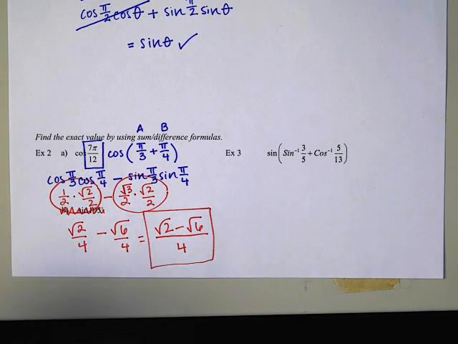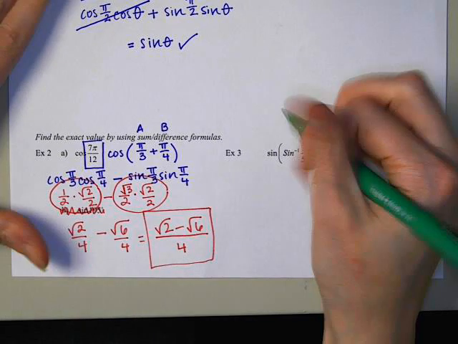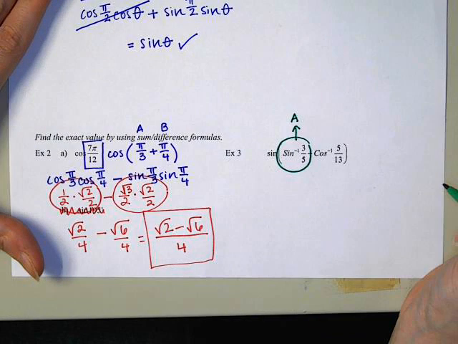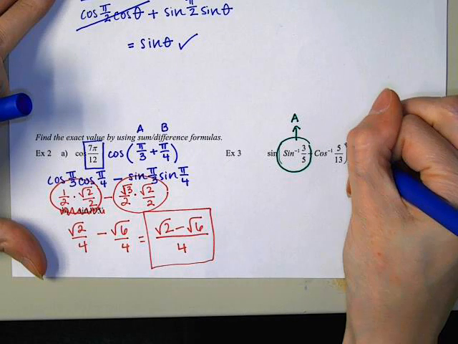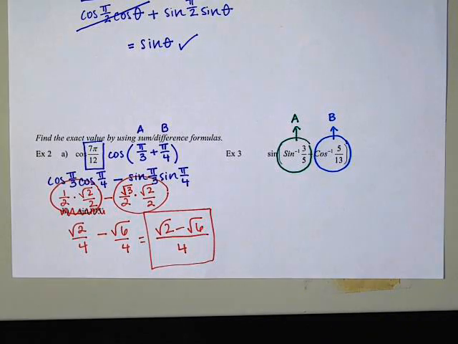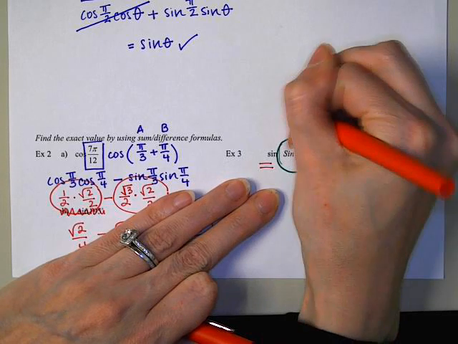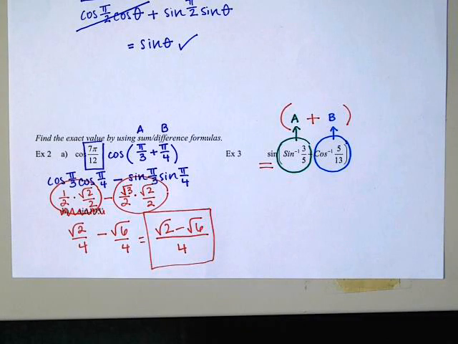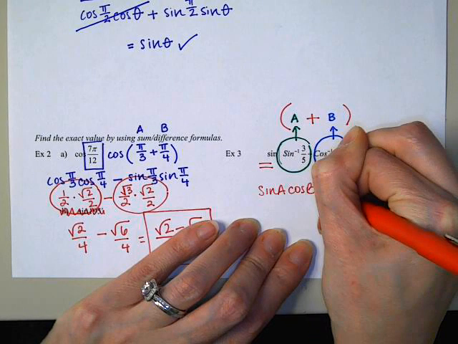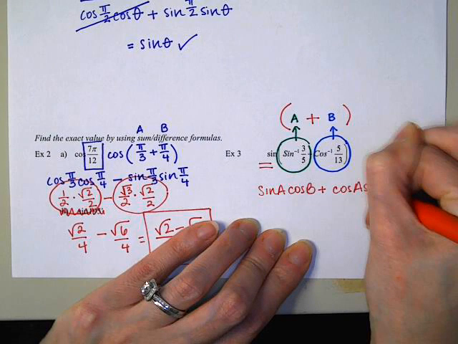All right, I want to do number 3 because this one's a little bit different. So this one, let's see, we're using inverse sine of 3/5, let's call that angle A. And then inverse cosine of 5/13 is going to give us an angle, let's call it B. And we want sine of A plus B. So this is really just a sine A plus B formula. All right, so let's go ahead and write out our sine A plus B is sine A cosine B plus cosine A sine B.